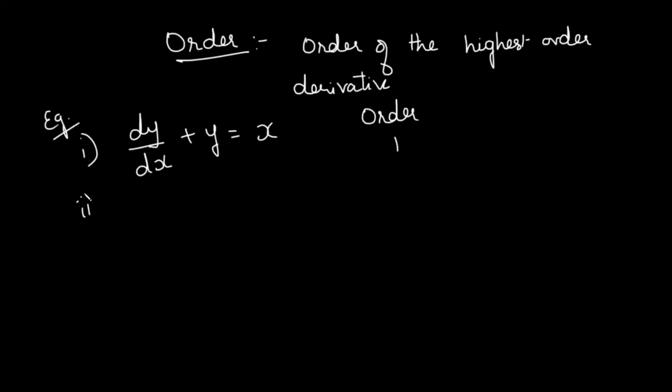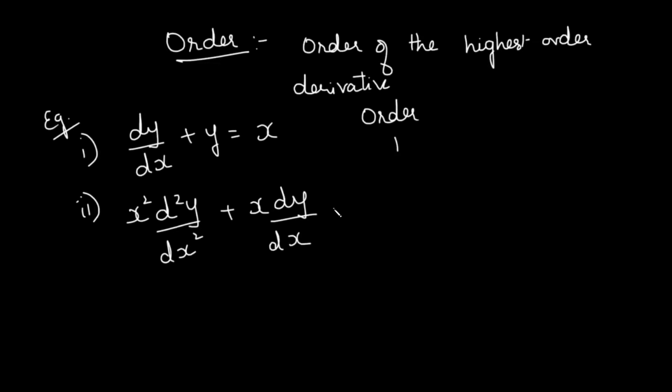Say one more example. For example, if you have x² d2y/dx2 + x dy/dx = 1. Now in this case, there are two derivatives, a first order derivative and a second order derivative. The second order derivative is higher than the first order derivative. So what is the order of this differential equation? The order is 2 because we have a second order derivative over here.